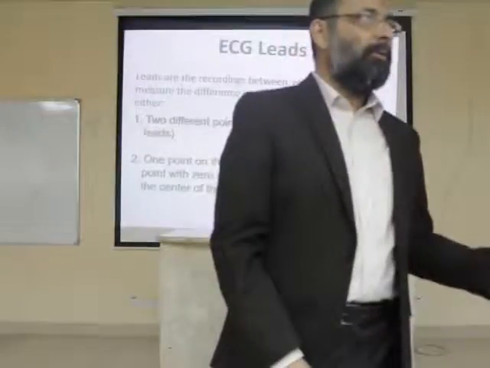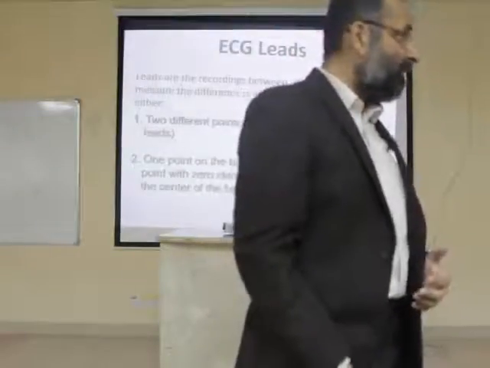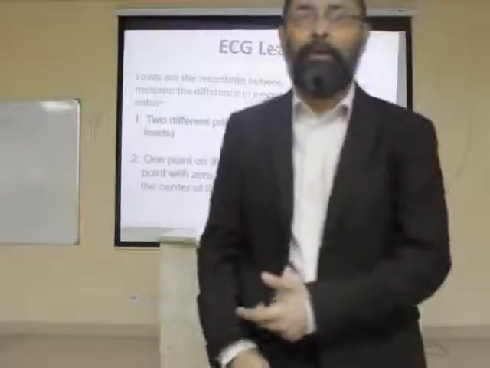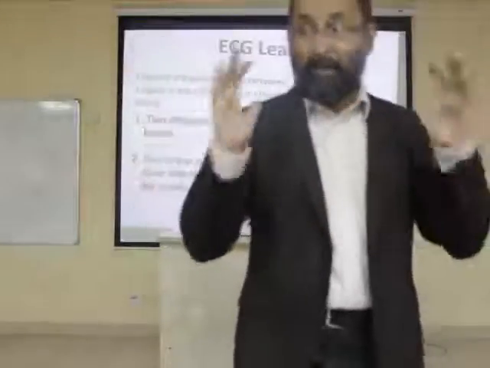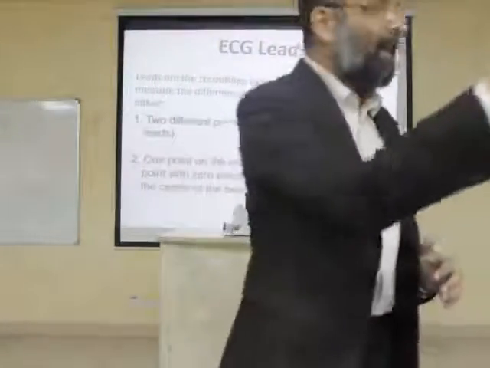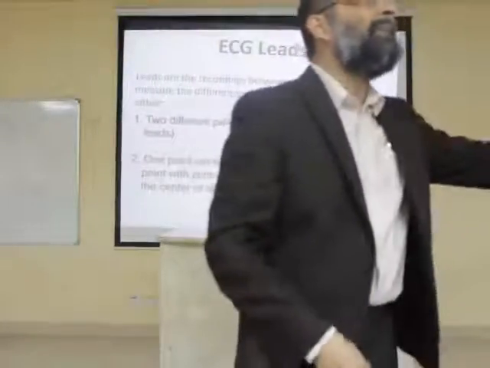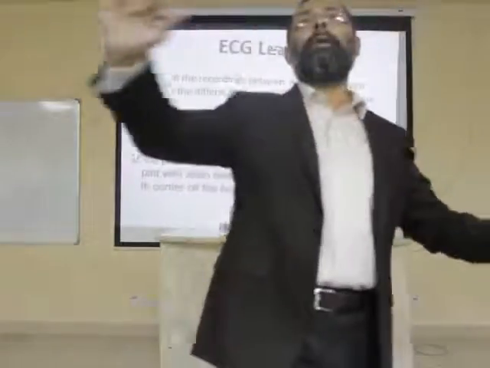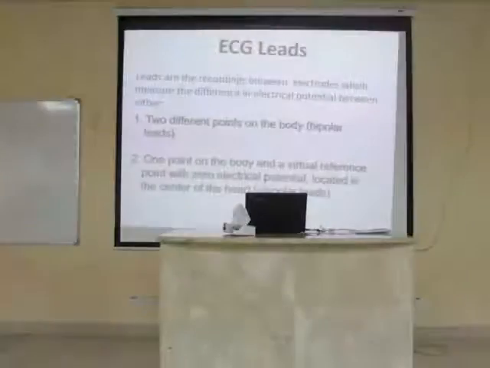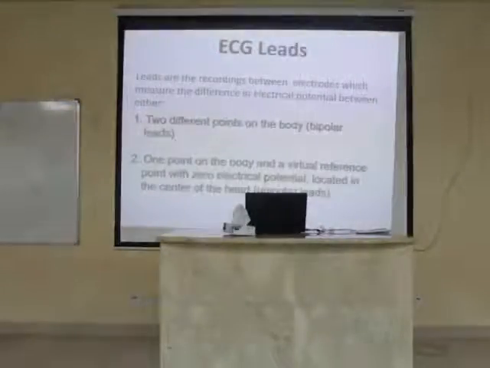You might wonder, why is it so? When bipolar system is a better system, why are we not using more bipolar leads and less unipolar leads? You will understand slowly and gradually, okay? But the bipolar system is a powerful system, and 3 leads are bipolar leads. Remaining 9 leads are unipolar leads. So now you have got the concept of unipolar and bipolar. That's it, okay? Alright.